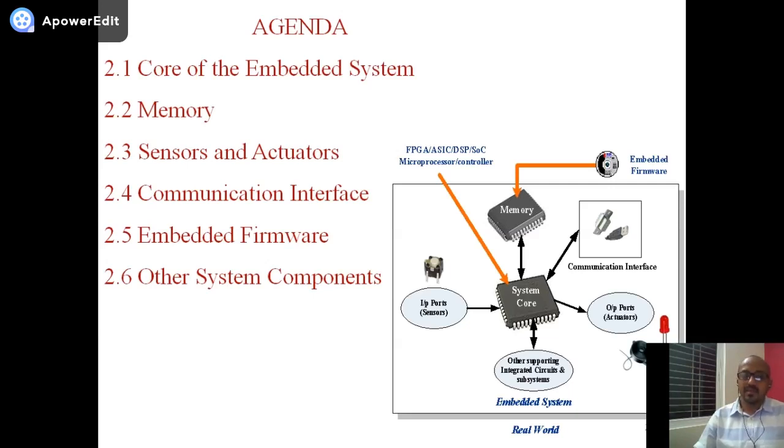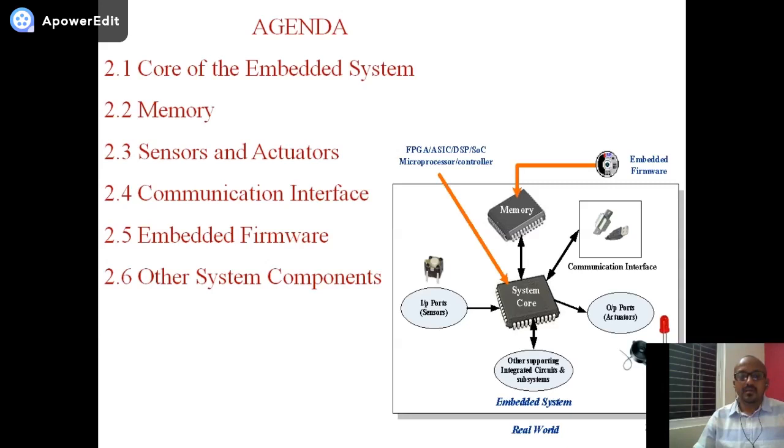means embedded, the dictionary meaning is hidden system. So, what is hidden in it? When you examine embedded systems, you will find the system is built around a core, an embedded core. The core might be an FPGA, ASIC, DSP, SoC, microprocessor or microcontroller. In most embedded systems, the core is always a microprocessor or a microcontroller.